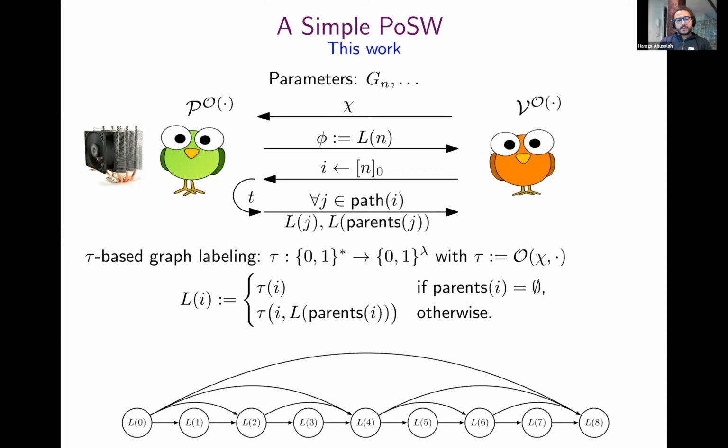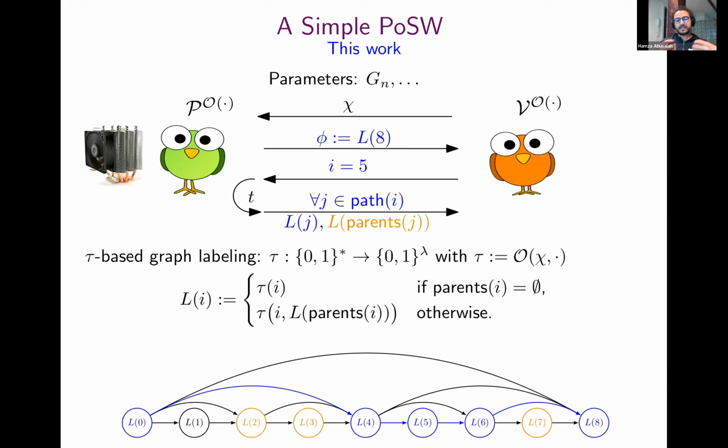And then these two parties run a challenge-response phase for t many times. In each round, say here, for example, the verifier sends, okay, give me something related to the index 5. What the prover does in this particular proof of sequential work scheme is that it locates the shortest path that goes from the source to the sink and passes through the challenge 5 here, and then it gives the verifier the labels of this path and its parents.